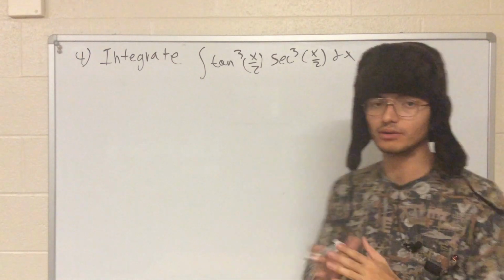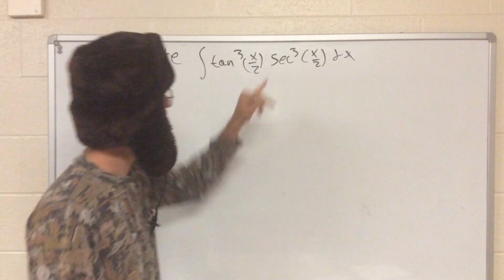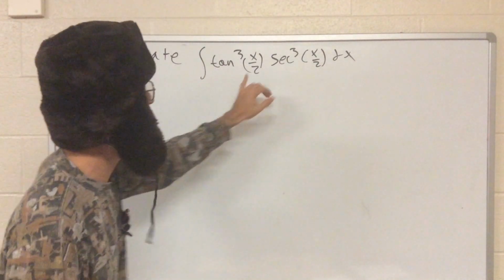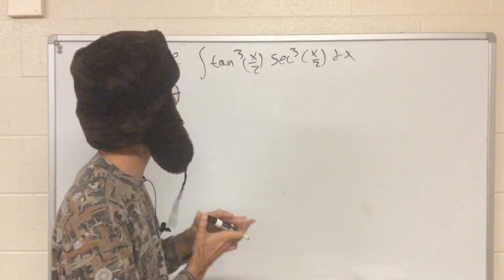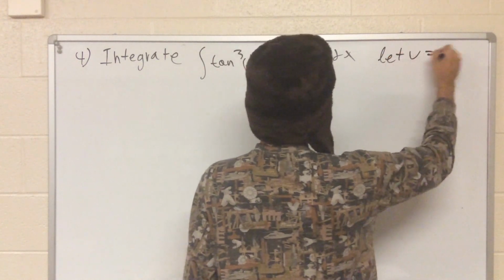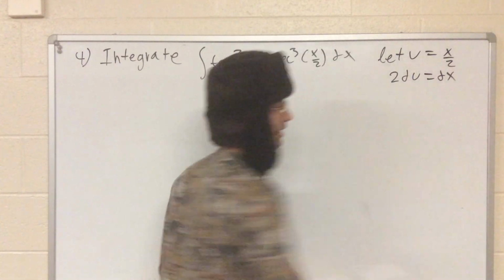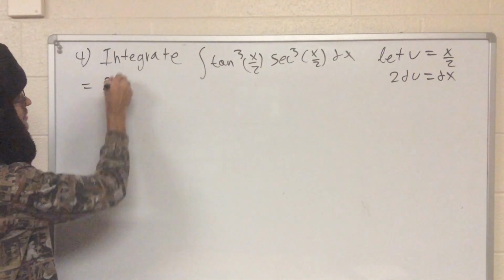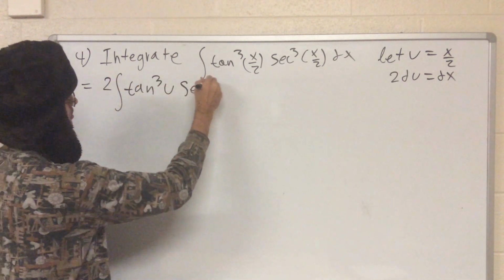For question 4, we have the integral of tangent cubed of x over 2 times secant cubed of x over 2. First of all, we want to have just one variable inside. So let's make a substitution. Let u equal x over 2, which means that 2 du is equal to dx. We can substitute that in there. So this is essentially equal to 2 times the integral of tangent cubed of u times secant cubed of u, du.